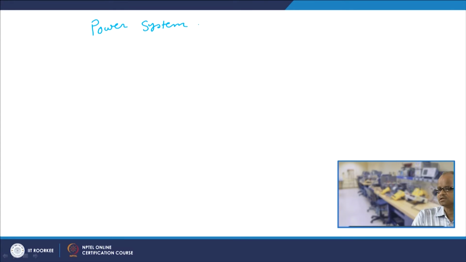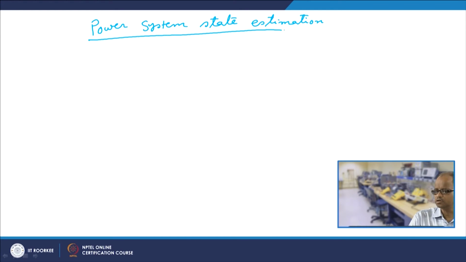Most of this discussion will follow the discussions we have done, but we have to add something to take into account the basic nature of the power system equations. First thing, what are the states? For any transmission and distribution grid, let there be capital N number of buses.